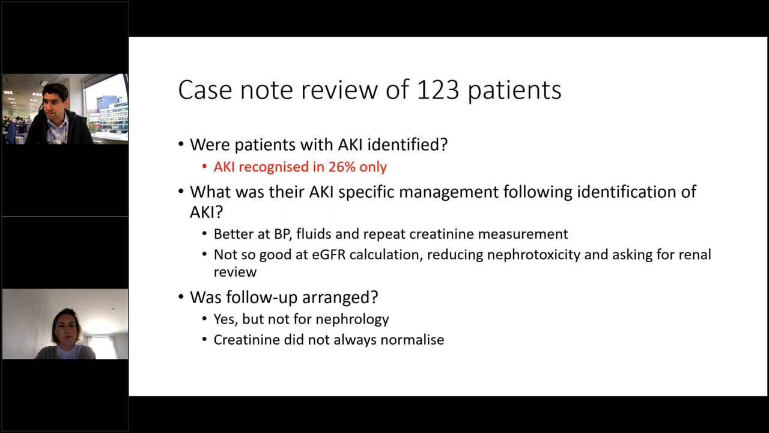And yes, often follow-up was arranged, but not usually for nephrology. And that's despite creatinine not always normalizing. So I would always say that if your creatinine is not normalized after an acute kidney injury episode, then a nephrologist would always welcome a follow-up appointment for longer-term monitoring of their kidney function, especially to identify and weed out those patients that are likely to develop chronic kidney disease and could benefit from CKD management in a nephrology clinic.